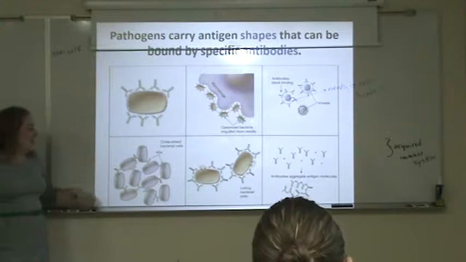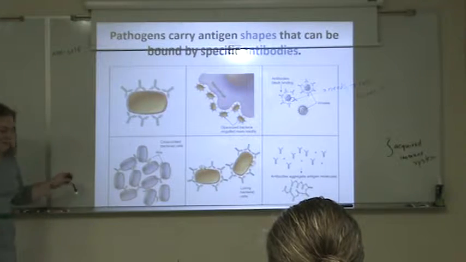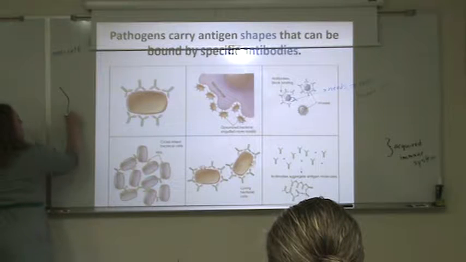Antibodies have two binding regions. They tend to have this Y shape.